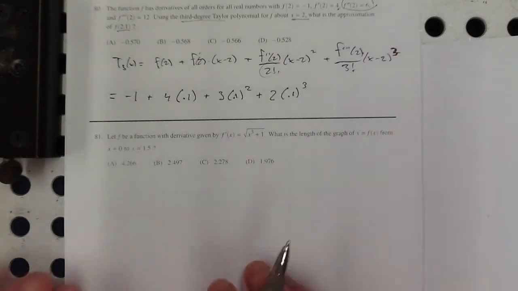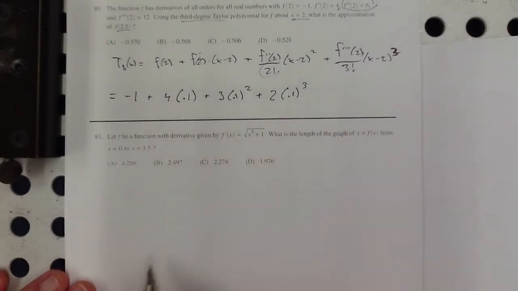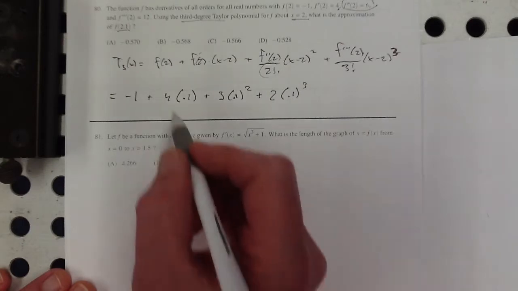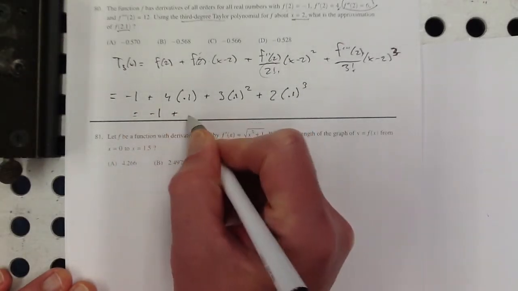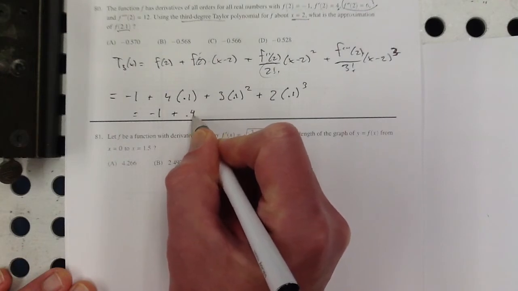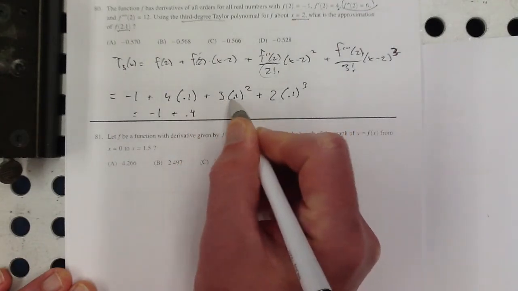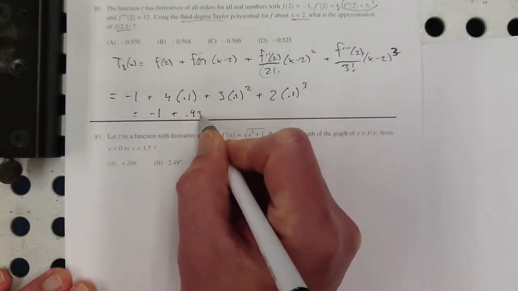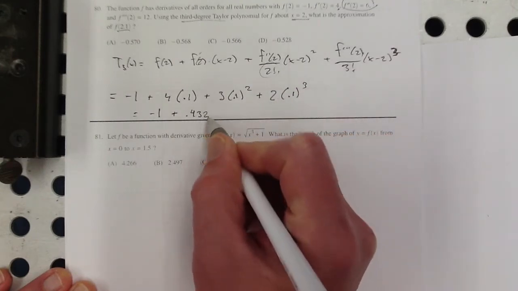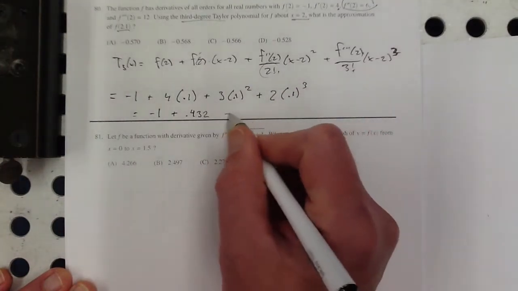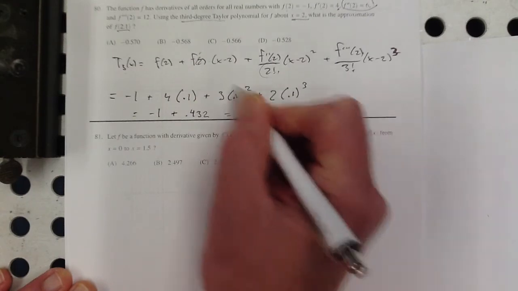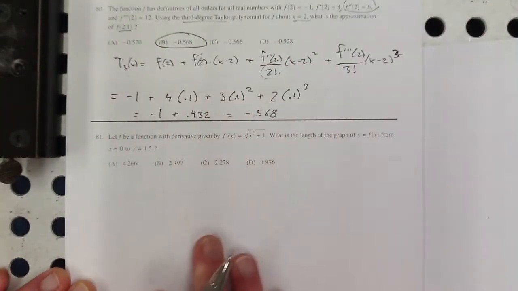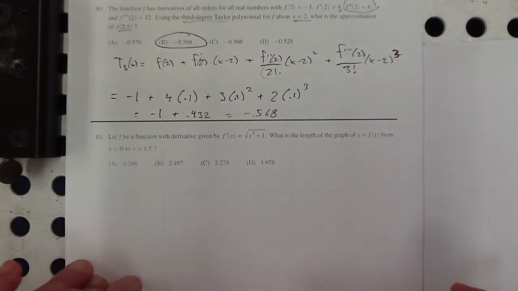So actually I don't really need the calculator here because these are just all decimal places, aren't they? Like this is negative 1 plus 0.4, and then squaring that moves it to the hundredths place. And then so it's what, negative 0.568. Of course, you can use your calculator, it's fine. Just showing off.